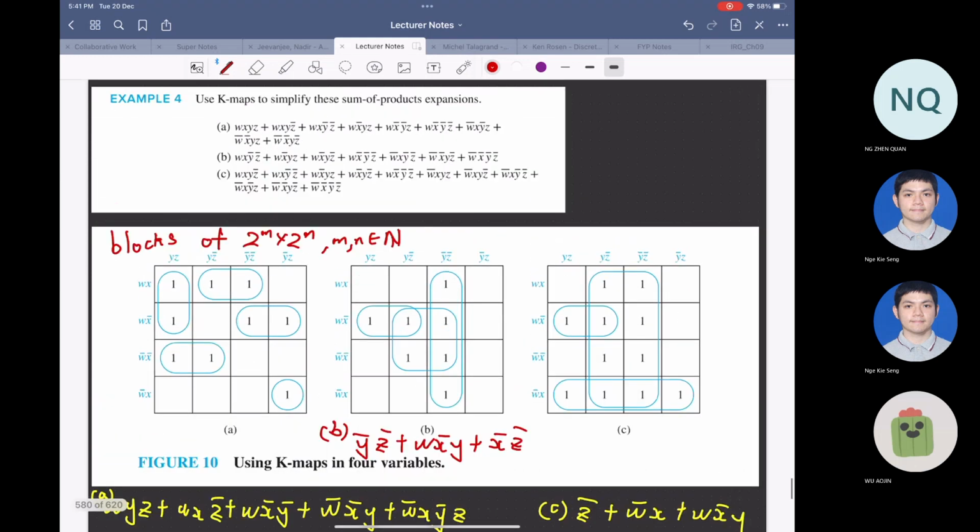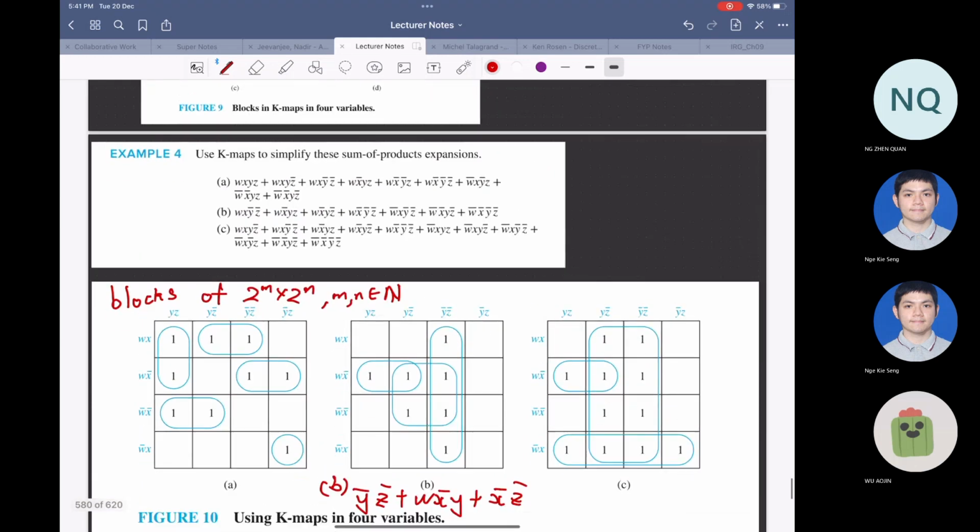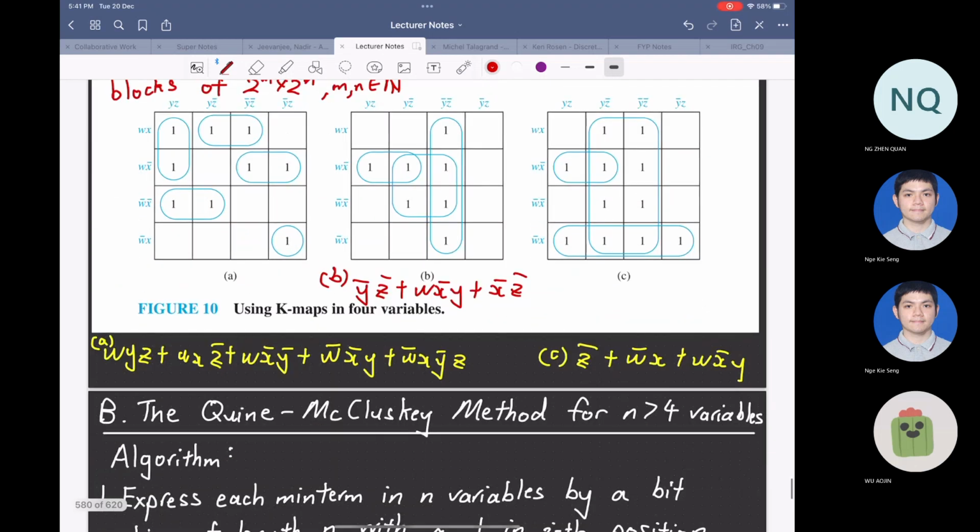So you will see that if we have 5 variables, then 2 to the 5 is what? 32. And then 64, and then 128. So you see that this map is getting larger. In that case, it will be harder and harder, because you have to draw a large map.